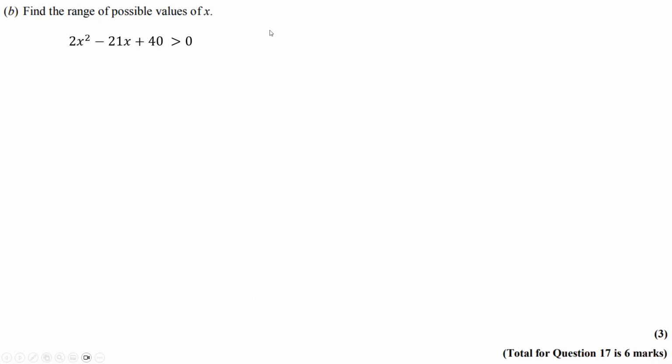Find the range of possible values for x. It appears that I've repeated the mistake, which is not good because that means I've answered the question wrong, but it's fine. I'll tell you what the correct answer is. So factorize this using your preferred method. So you have x equals 5/2 and x equals 8. And these are your critical points.